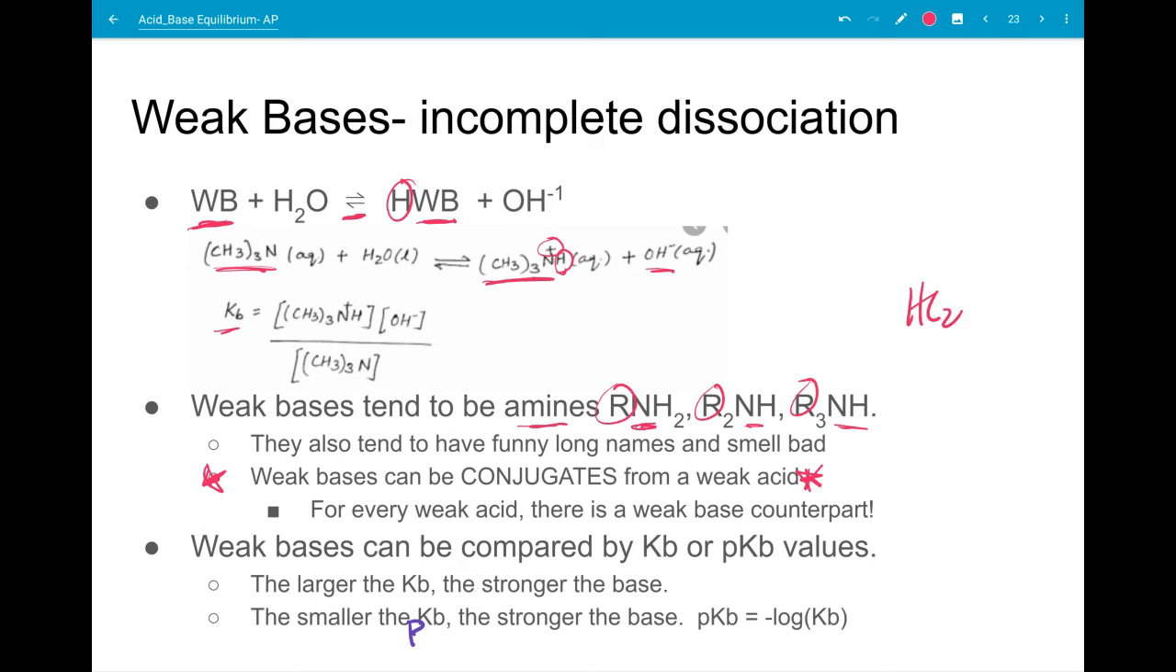For every acid that we have, we can make that into a salt. Now this thing by itself is the acetate ion. That is now a weak base. So any weak acid will have a weak base associated with it. Weak bases can be compared by a Kb chart or pKb values. The smaller the pKb, the stronger the base, and the larger the Kb, the stronger the base.